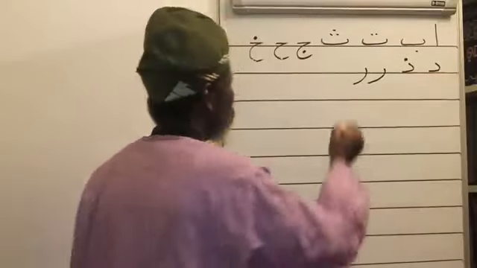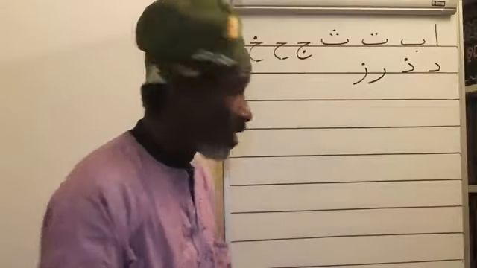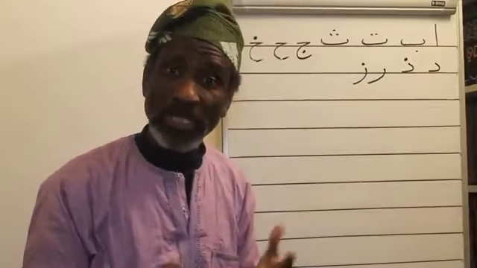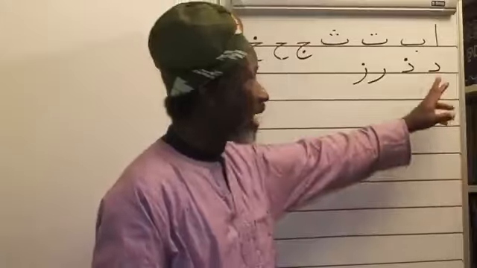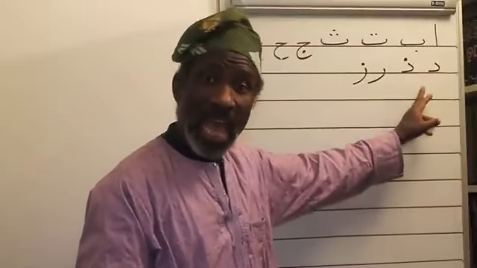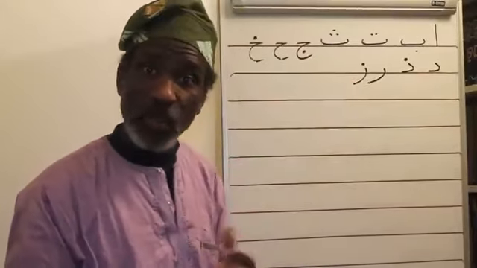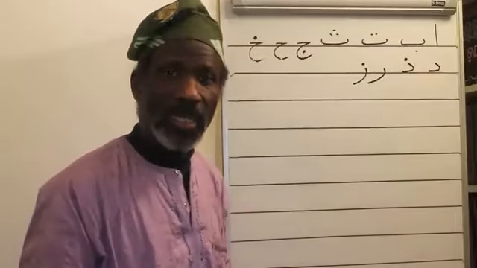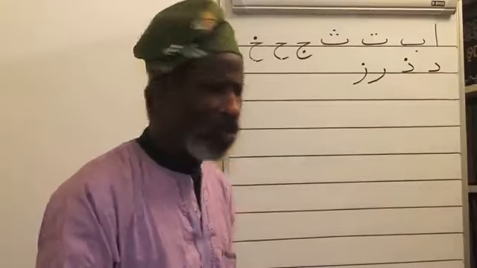The second one, surprise, surprise, 1 dot. So the first one is Ra, the second one is Zain or Za. Ra, Zain. So we have Dal, Val, Ra, Zain or Za. Dal, Val, Ra, Zain.